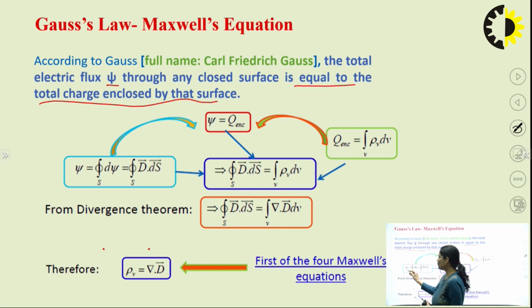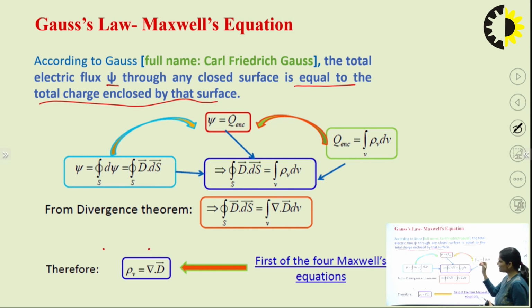Now here you all know flux is equal to what? The closed integration of the differential flux, that is, the closed surface integral of D dot ds. Okay. And you all know Q enclosed is equal to what? The integration of rho v dv. So put these values in this equation and you will get the closed integration of D dot ds is equal to the integration of rho v dv.